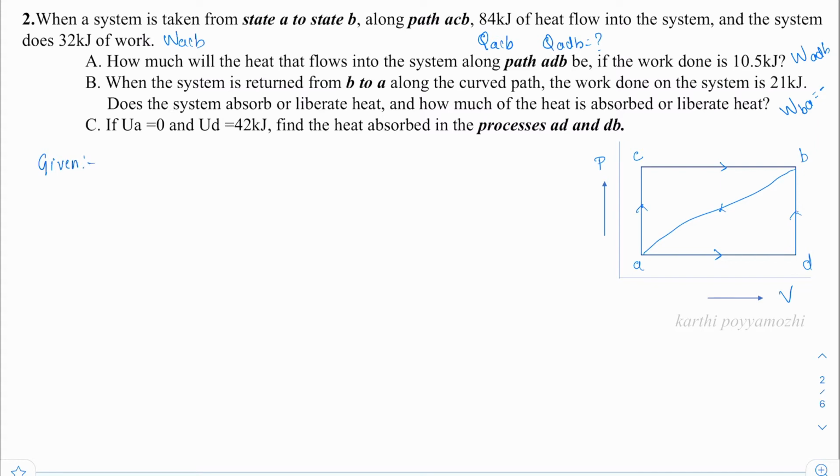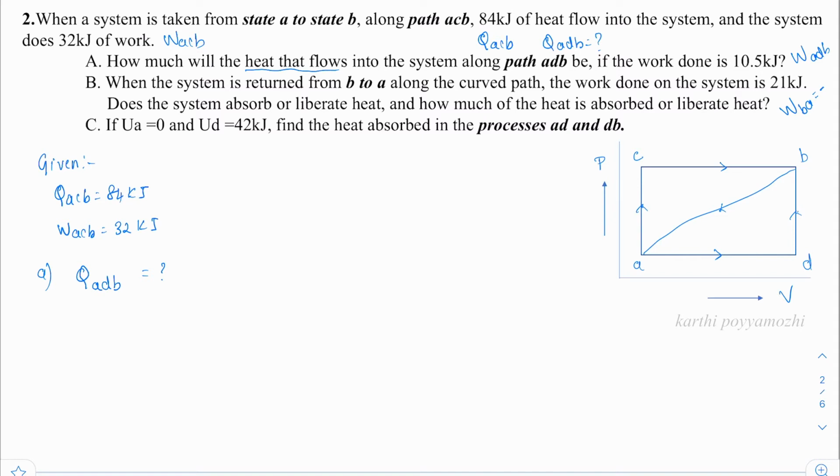We have Q of ACB is equal to 84 kilojoule and work done in the same path ACB is equal to 32 kilojoule. Okay, and we have to find how much will be the heat that flows into the system along the path ADB. We have to find Q of ADB. We have to find this value.